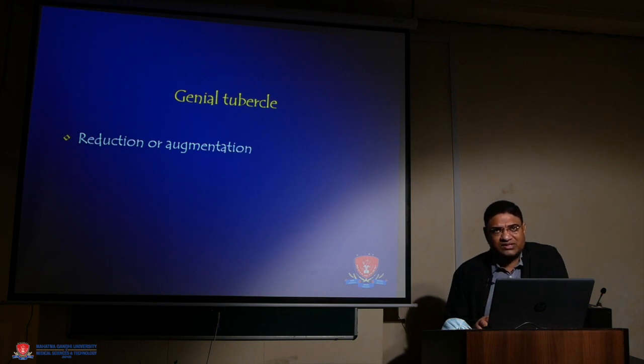Now comes the genial tubercle. They are present on the anterior mandible on the lingual aspect.